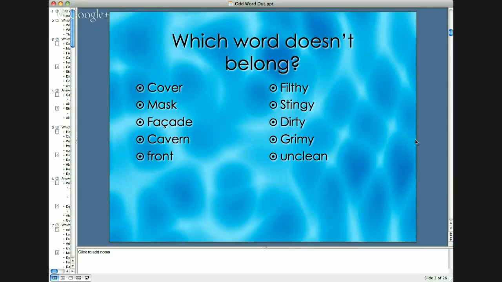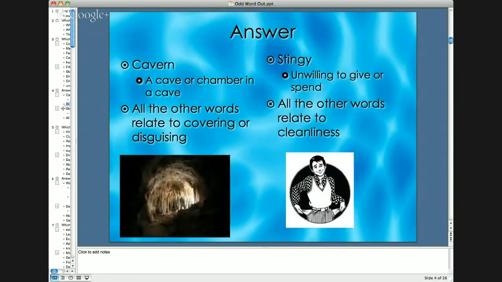The answer is stingy. And remember, we don't pronounce this "sting-y", right? It's not the word sting with a Y. It's stingy. Stingy. Good. So, why does stingy not belong? Stingy means unwilling to give or spend money. Sometimes it's synonymous with being cheap.